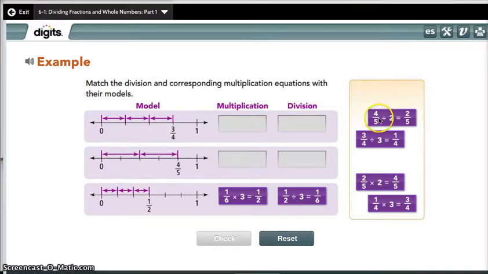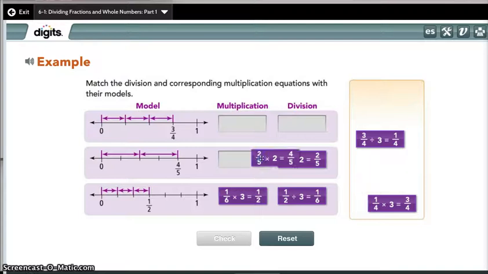Now let's look at 4/5 divided by 2. Well, which one shows 4/5 split in half? It looks like it's going to be this one, and this is the division model. So now let's find the one that would be 2/5. So here's 2/5. Each one of these spaces represents 1/5.